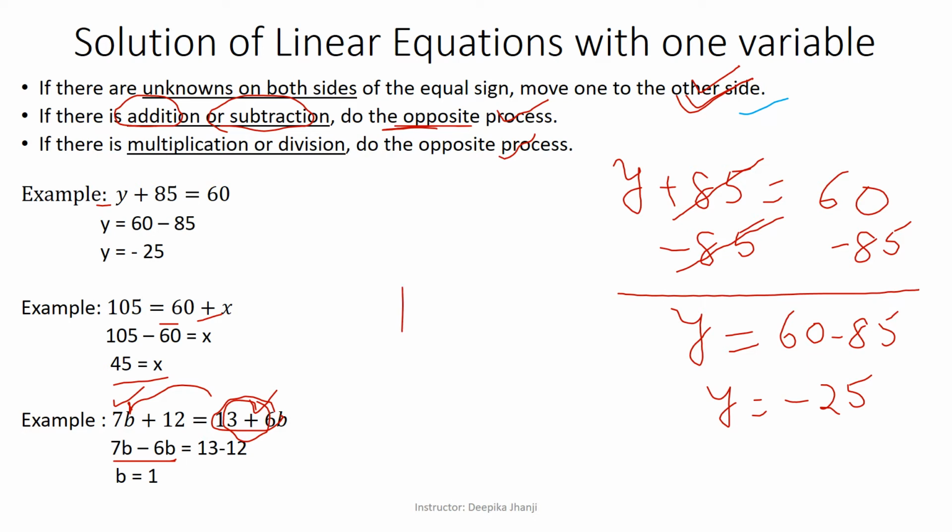Again, on the right hand side I have 13. To bring 12 to the left side, I'll do the opposite process. So it becomes negative 12, right? Now you can solve the equation. 7b minus 6b is b and 13 minus 12 is 1. This is your start step. Just bring all the like terms together.